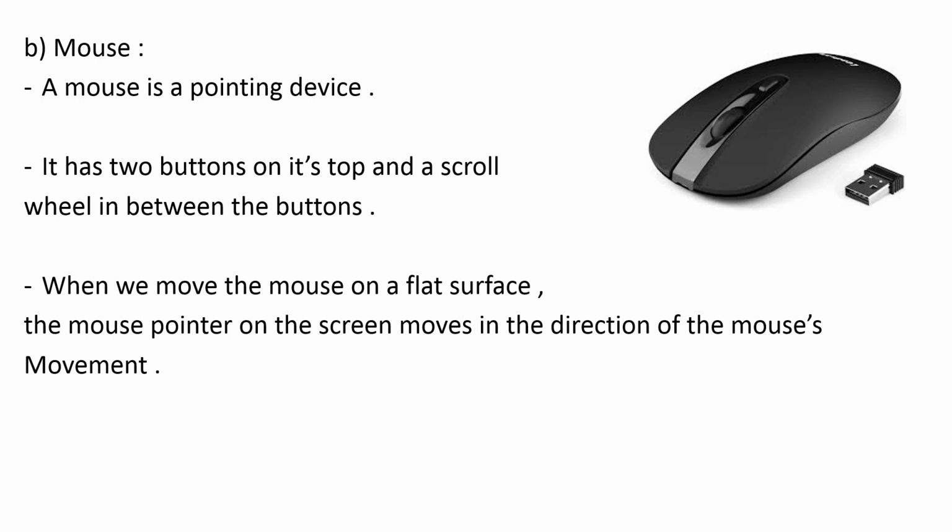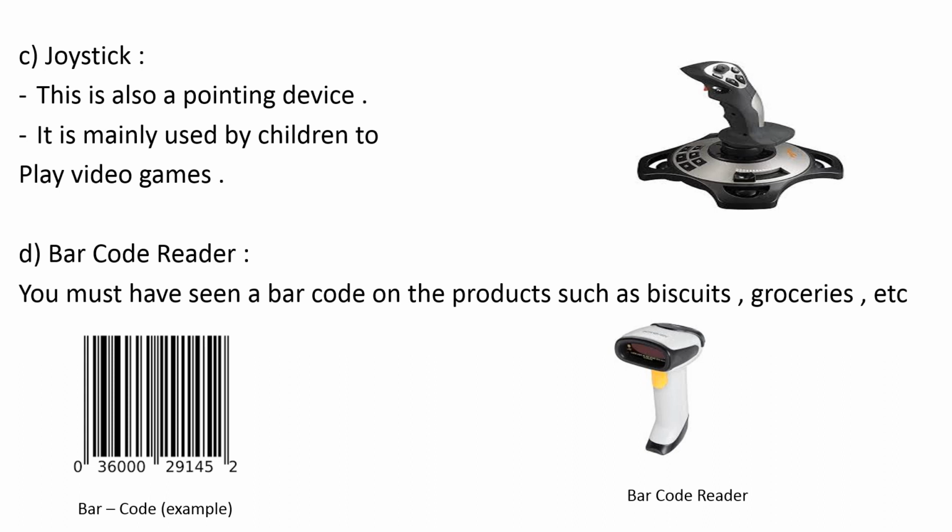So far we have studied two input devices. First is keyboard and second is mouse. Now the next input device that we are going to study is the joystick. It is also a pointing device. Why? Because it is used mainly by children to play video games. It helps children in playing video games.